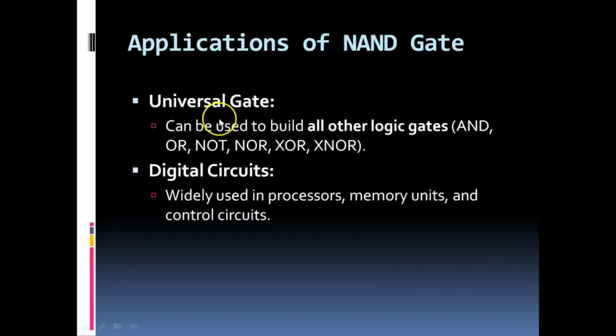Next, the application of the NAND gate, usually called the universal gate. You can see the application is building other gates, any other logical gates like AND, OR, NOT, NOR, XOR, XNOR. These can be built using this NAND gate. It is a digital circuit element, widely used in processors, memory units, and control circuits.